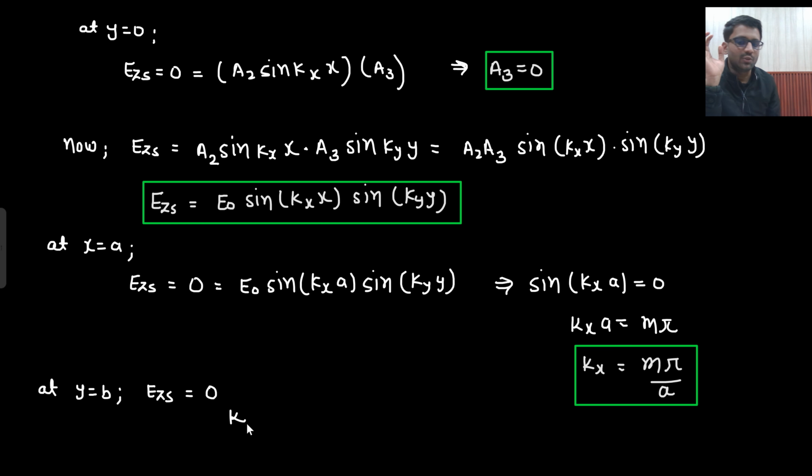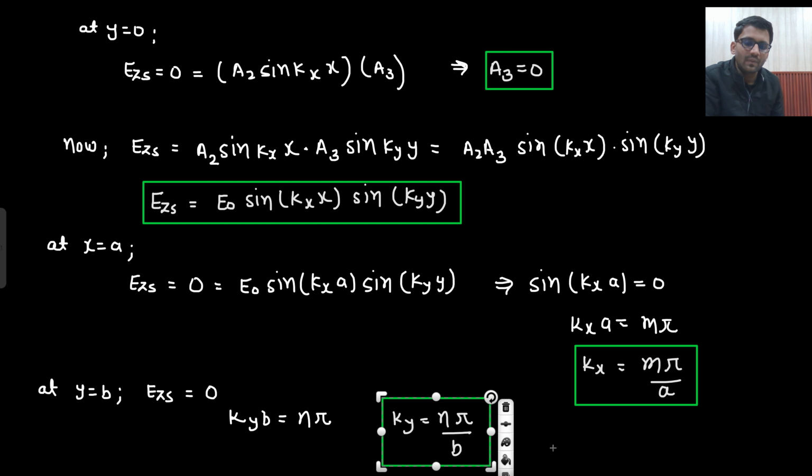And what you are putting, y equals b. So ky into b has to be equal to n pi. If you are giving the name m here, then here you will give the name n. So ky into b has to be equal to n pi. So from here, your ky is coming out to be n pi by b. So what you have done? E naught is a constant, you have got the sine kx value and you have got the ky value.